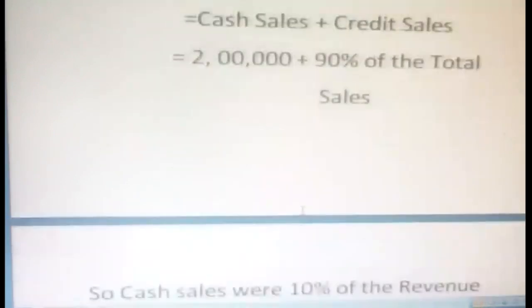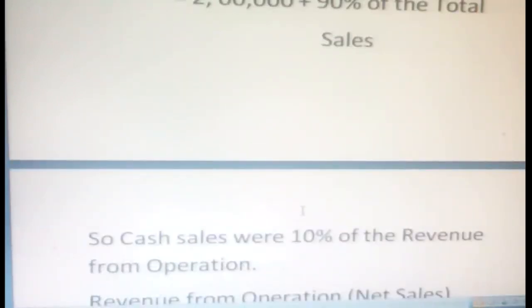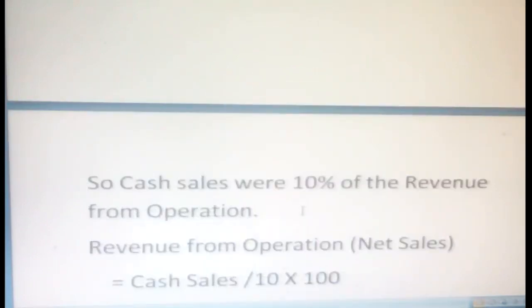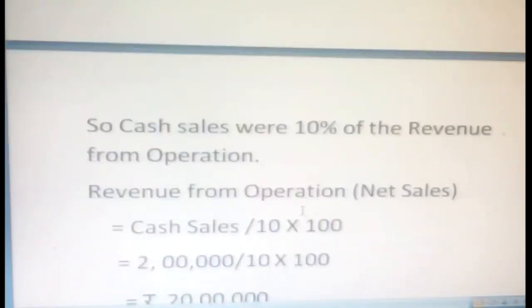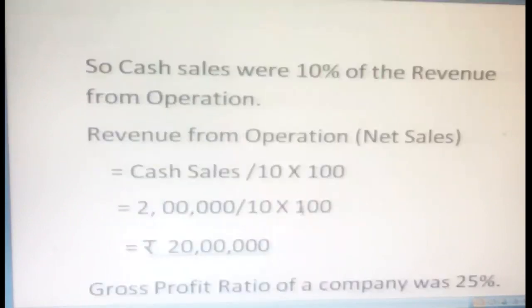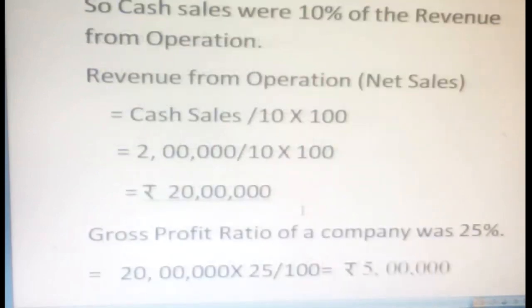So how to calculate? Since credit sales are 90% of total sales, cash sales were 10% of the revenue from operation. So revenue from operation is cash sales divided by 10 into 100. As you know, our cash sales is 2 lakhs, and that is 10% of total sales. So what is 100%? Naturally, 20 lakhs. So that is the calculation here.